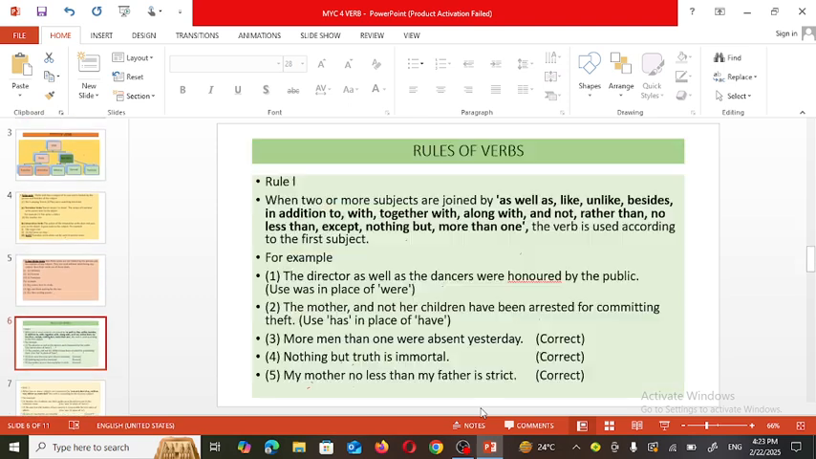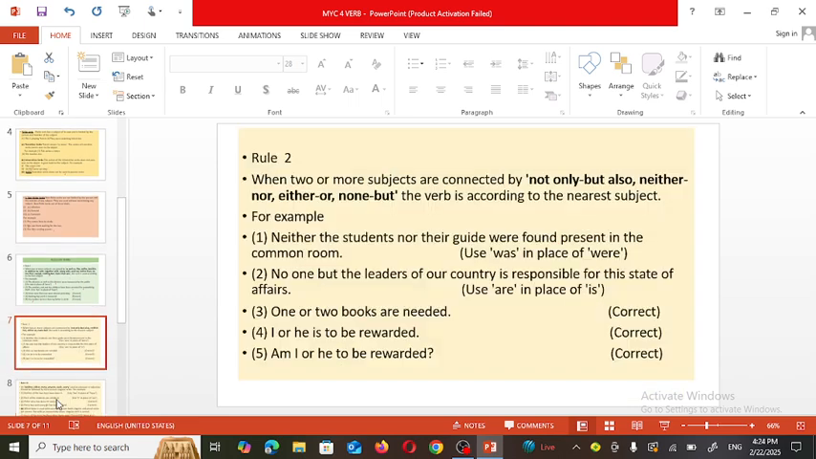After that, we had discussed a few rules which we must keep in mind while using these verbs. When two or more subjects are joined with these conjunctions, we must give preference to our first subject while choosing our auxiliaries. Now let's see the second rule.